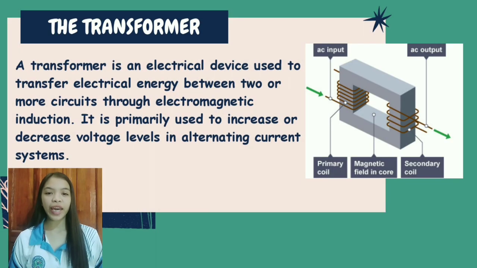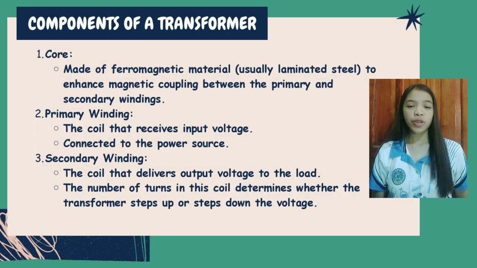Now, we have the transformer. A transformer is an electrical device used to transfer electrical energy between two or more circuits through electromagnetic induction. It is primarily used to increase or decrease voltage levels in alternating current systems. So there are components of transformers. First is the core, second the primary winding, and third is the secondary winding.